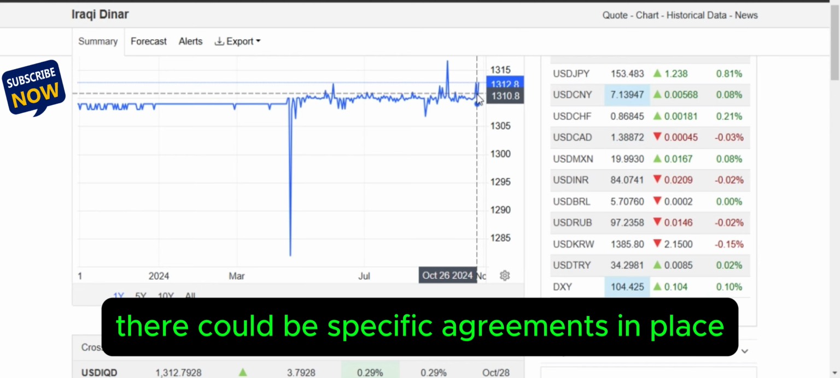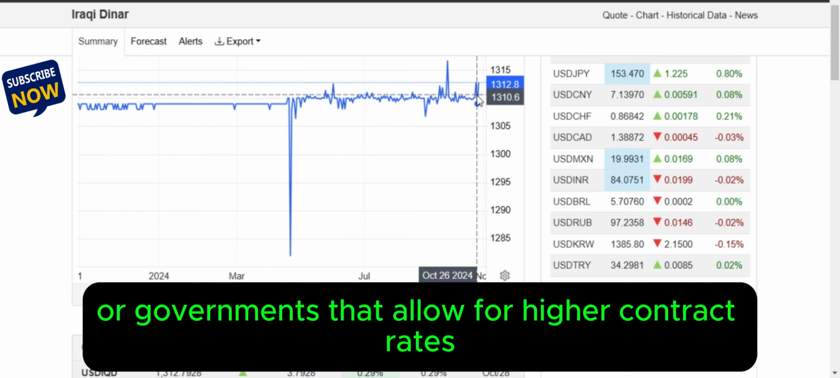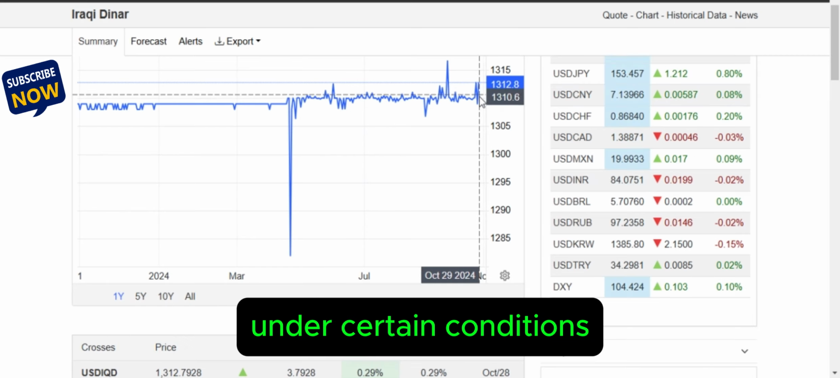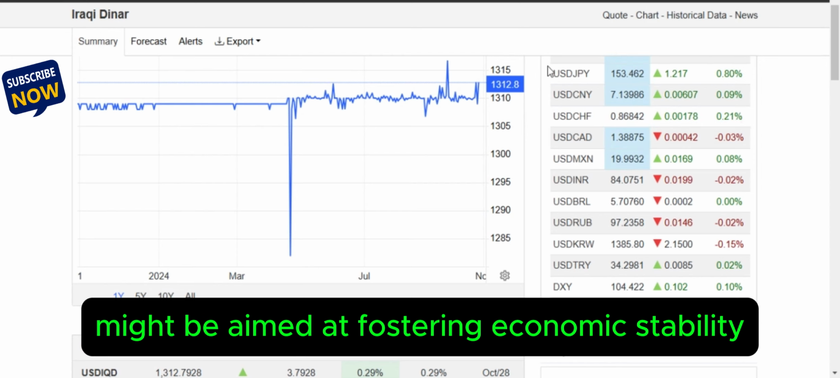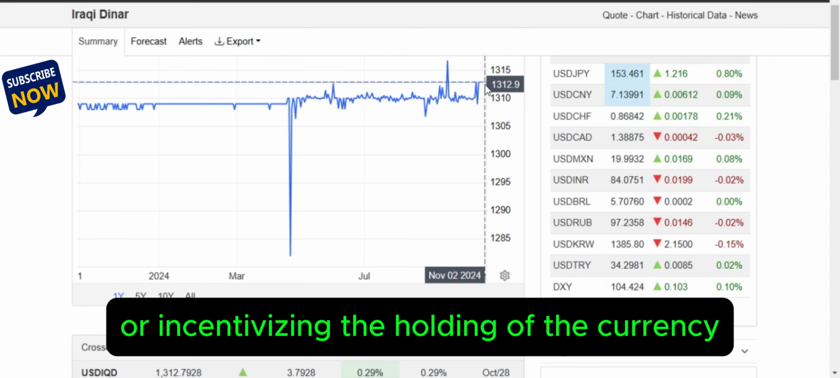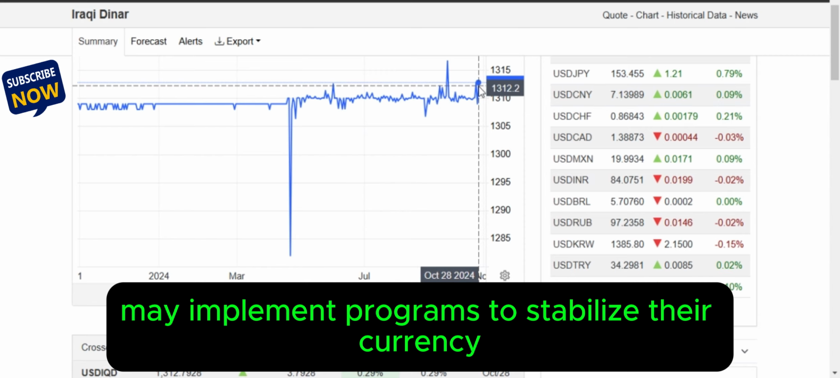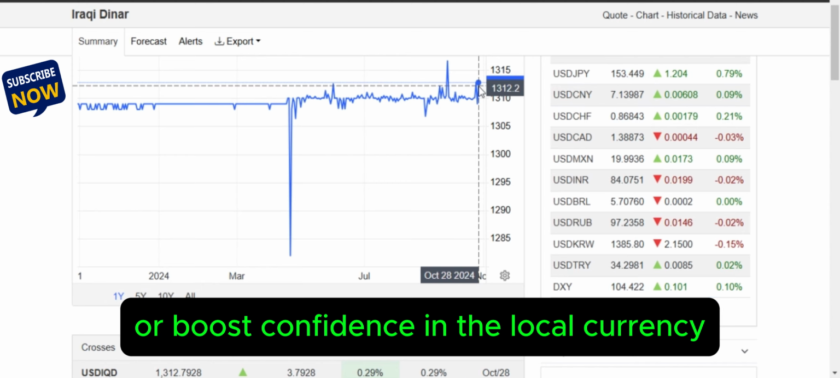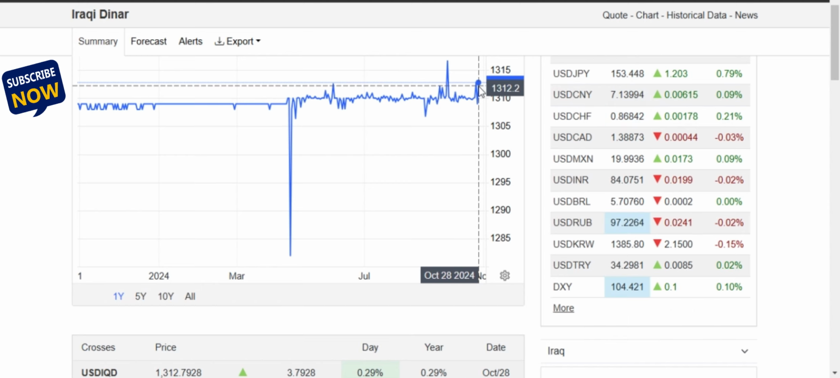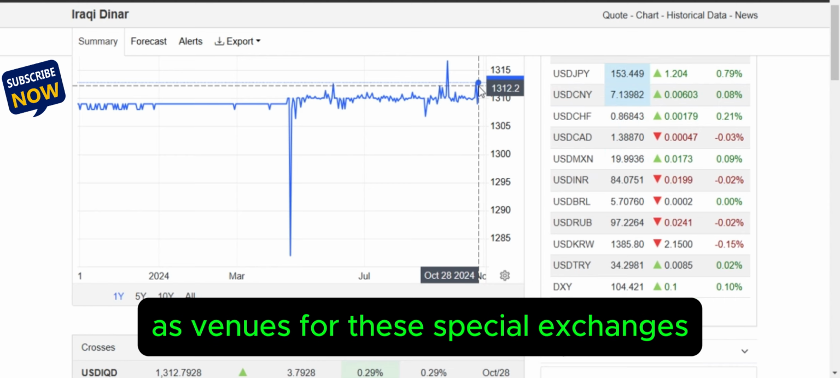Moreover, there could be specific agreements in place between financial institutions or governments that allow for higher contract rates under certain conditions. These agreements might be aimed at fostering economic stability or incentivizing the holding of the currency. In some cases, countries emerging from economic crises may implement programs to stabilize their currency by offering better exchange terms to attract foreign investments or boost confidence in the local currency. Such programs may involve redemption centers as venues for these special exchanges.